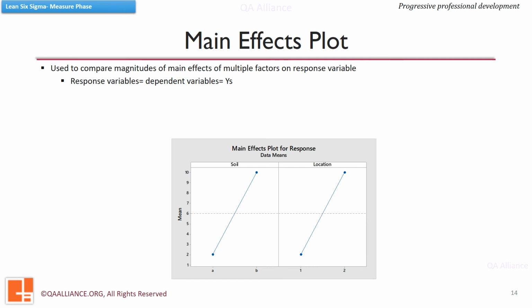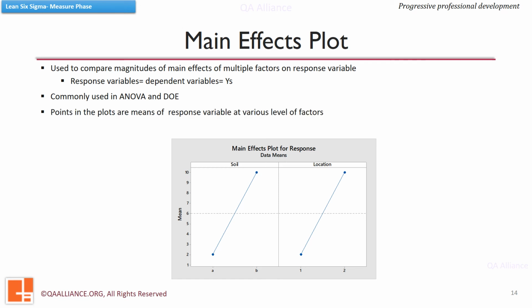So when we want to understand the effect of two or more factors on the response variable, we can do ANOVA and analyze the main effect plots. The points in the plots are means of the response variable at various levels of factors. The overall mean of response data is plotted as the reference line. We will revise and understand more about this type of plot in the lesson on ANOVA later.